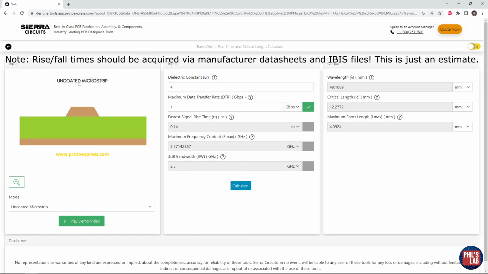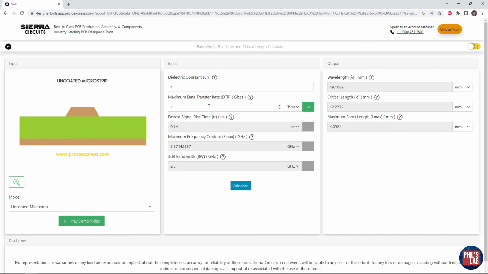For example, for an external layer trace, we type in the dielectric material constant, typically a number around 4. We can type in our maximum data transfer rate, so 1 gigabit per second, for example, for gigabit Ethernet, and we can click on Calculate, and that gives us our fastest signal rise time in nanoseconds, so this is very fast, 140 picoseconds, and our maximum frequency content, which leads to a critical length on the right-hand side of about 12 millimeters. So once our trace length is 12 millimeters or above, we need to start controlling our trace impedance. So as you can see, that's already after about 1 centimeter.